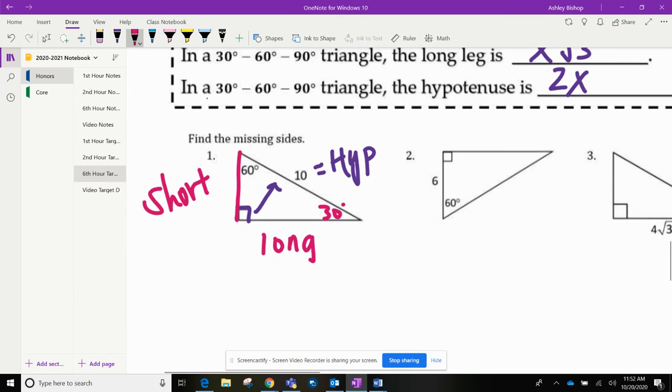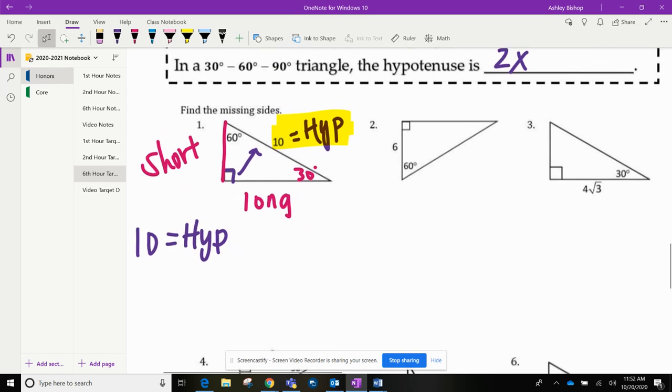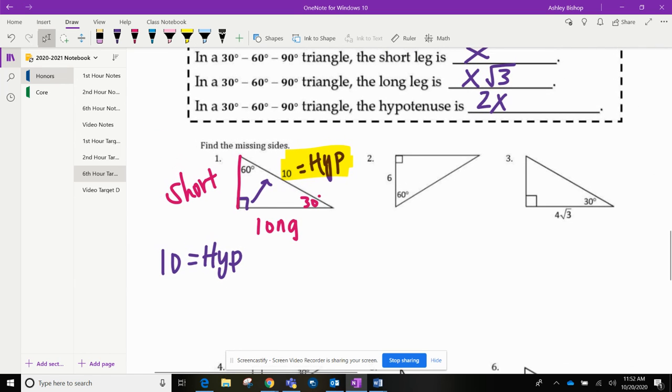Alrighty, in order to solve for this, I'm going to do the same thing that I did yesterday. I'm going to find the piece of information that I was given. I was given that 10 is equal to my hypotenuse. I'm just going to rewrite it, and then substitute the word hypotenuse with the rule for the hypotenuse. In a 30, 60, 90 triangle, the hypotenuse is equal to 2 times X. So I know that 10, which is what I was given, is equal to 2 times X. I'm replacing that with the rule. Then I just do basic algebra to solve for X. X is equal to 5.